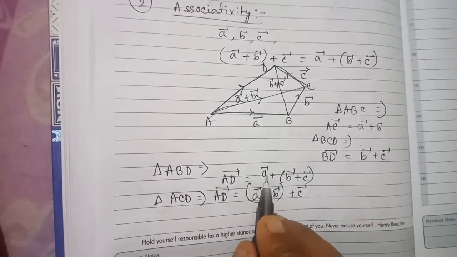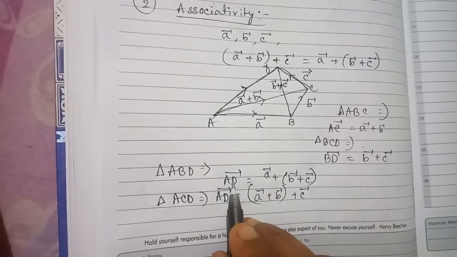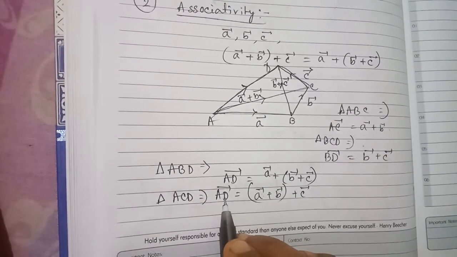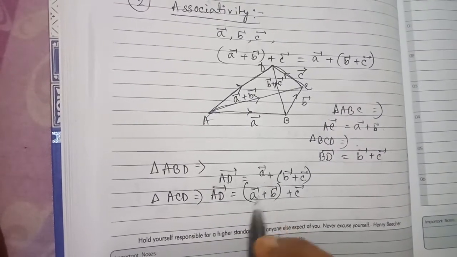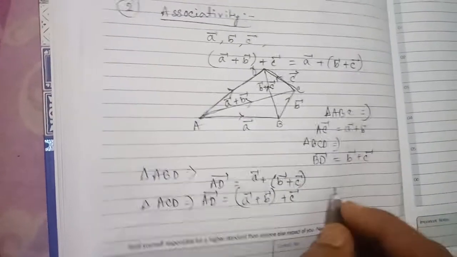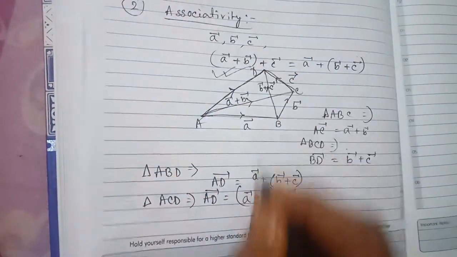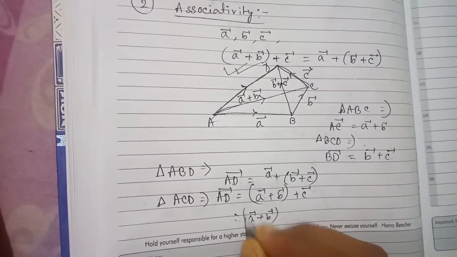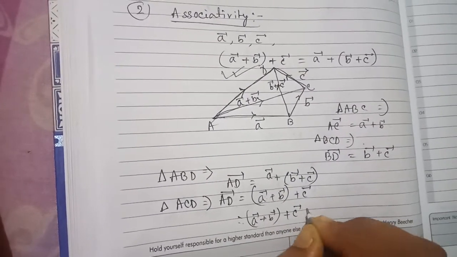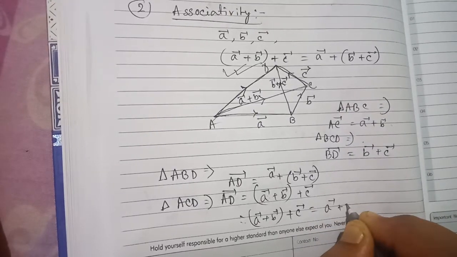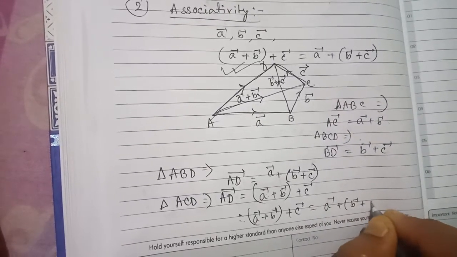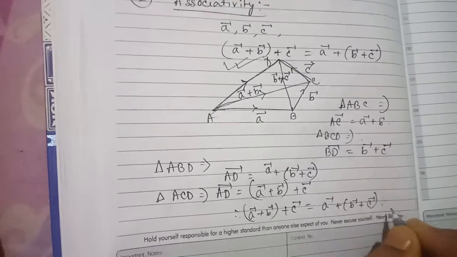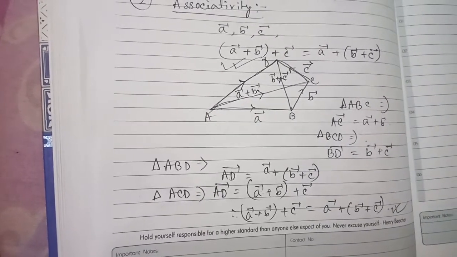Now look, both the expressions are equal to the same vector, that is AD vector. Means they both are equal vectors. So we can prove it. Okay, therefore we are writing (A vector plus B vector) plus C vector equals A vector plus (B vector plus C vector). So this is proved.